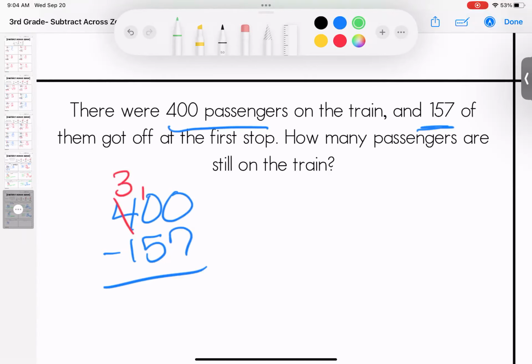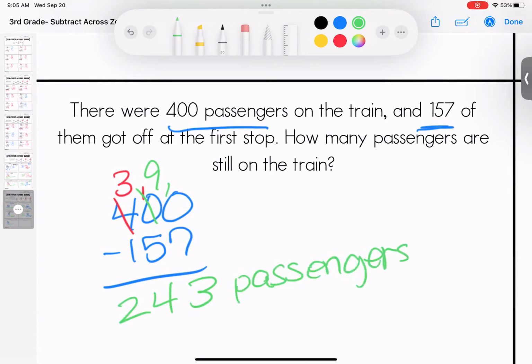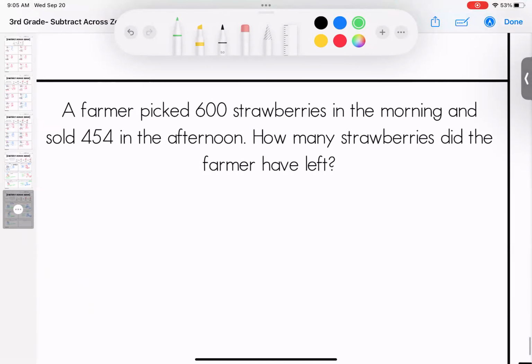0 is 10. 10 becomes 9. 0 is 10. 10 minus 7 is 3. 9 minus 5 is 4. 3 minus 1 is 2. 243 passengers. That's how many I have left. Last one for this week, loves.